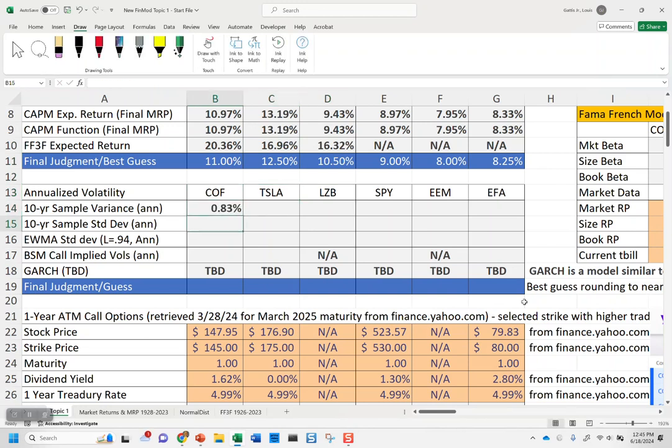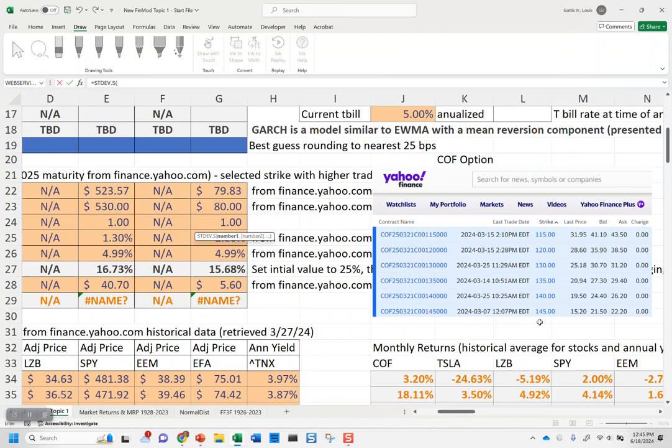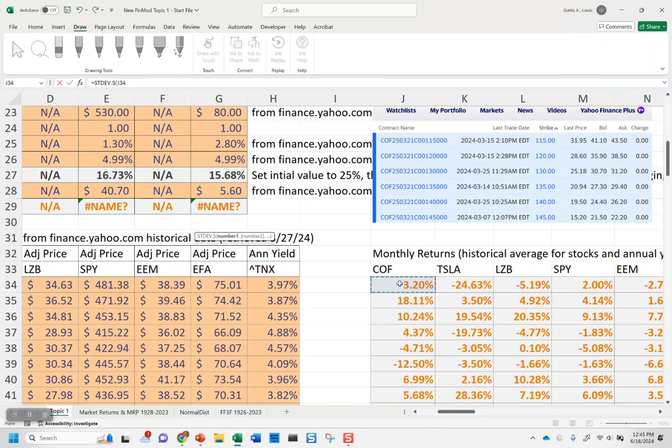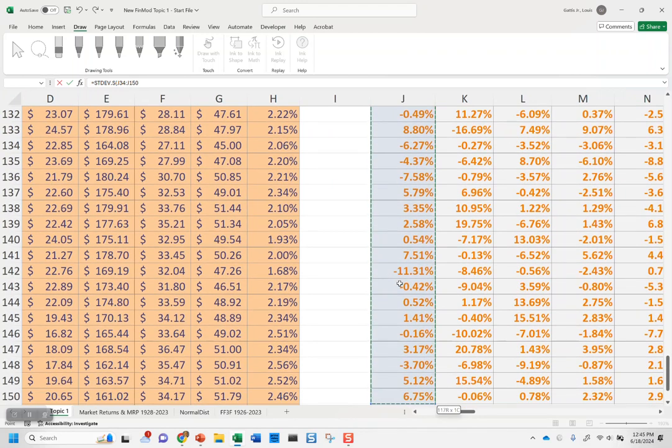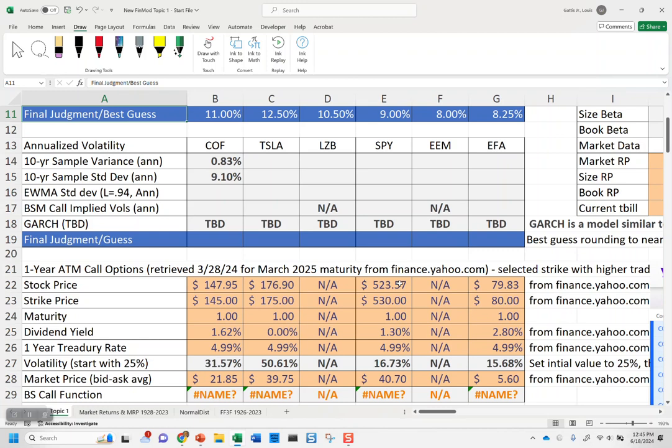And if I calculate equals STDEV.S for sample, and again I can go down here and grab the Capital One returns, Control-Shift down, close the bracket. These are monthly variance and monthly standard deviation.